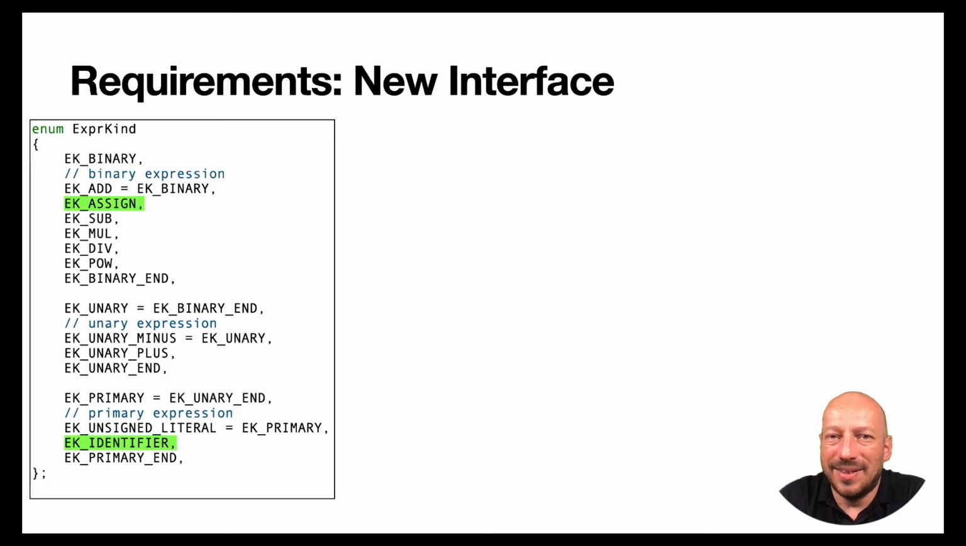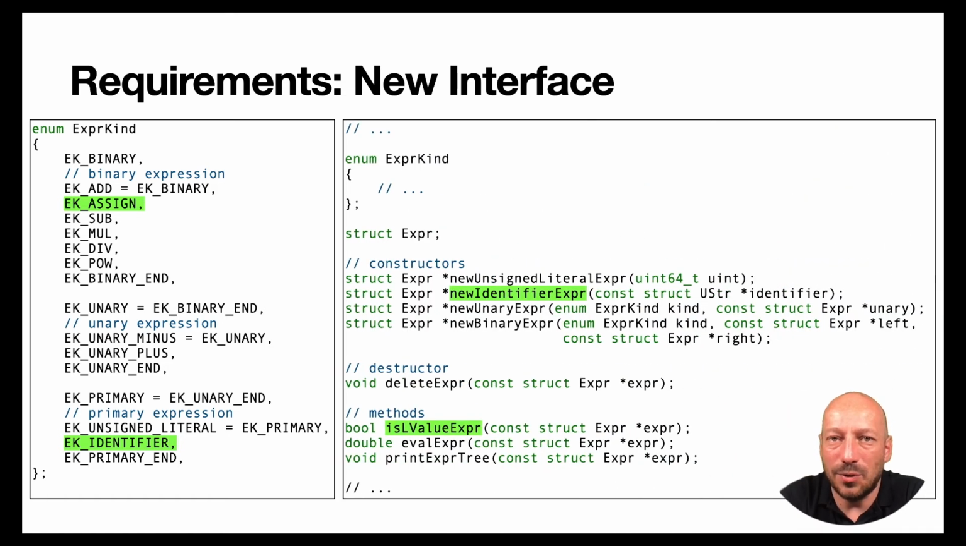So the interface will change not by just adding new enum constants and a new constructor, but also by this method. Of course, this method is kind of simple to implement. The only L value that we allow is a variable. That means this function simply returns true if the expression kind is identifier and otherwise false.